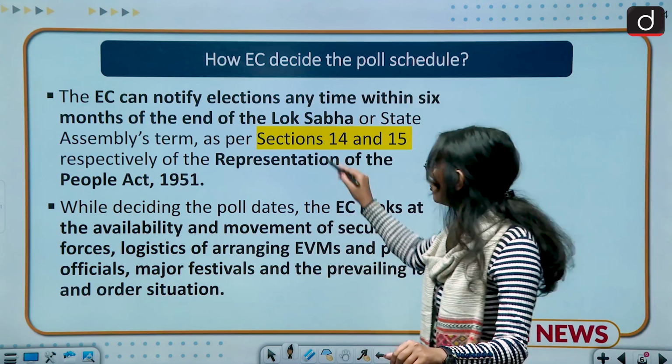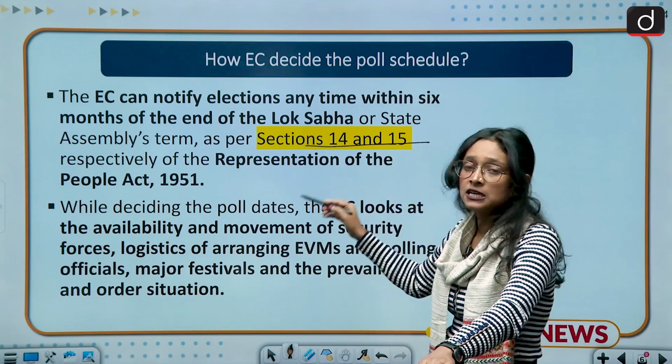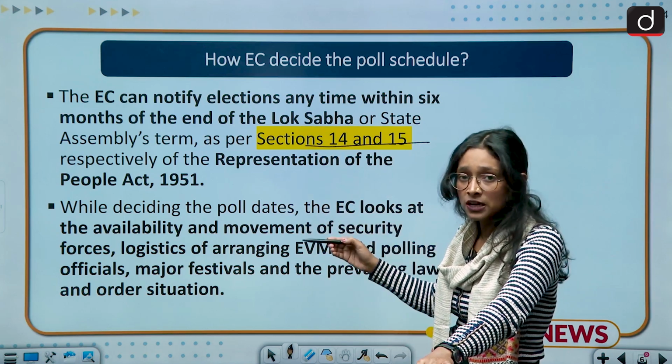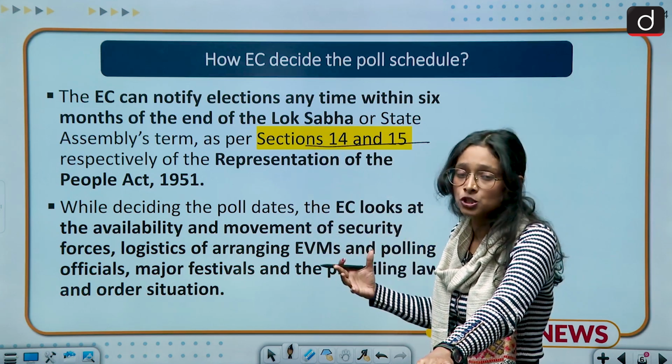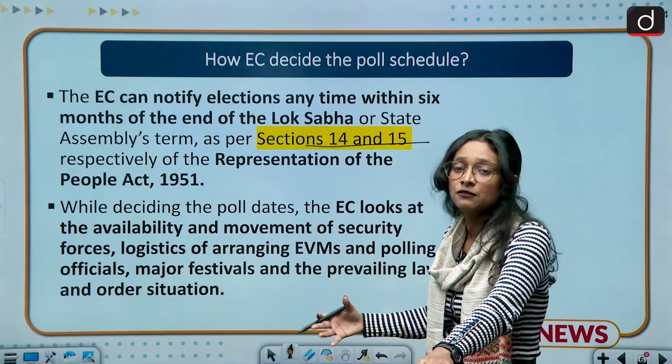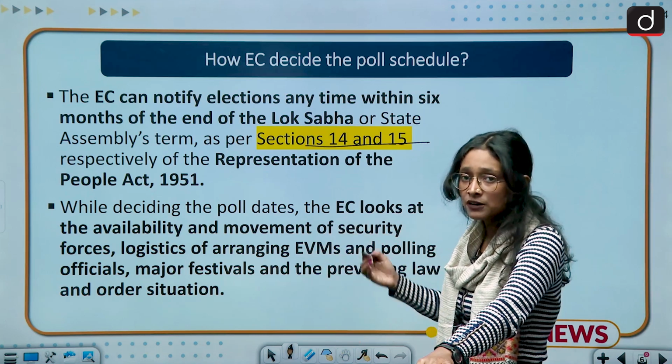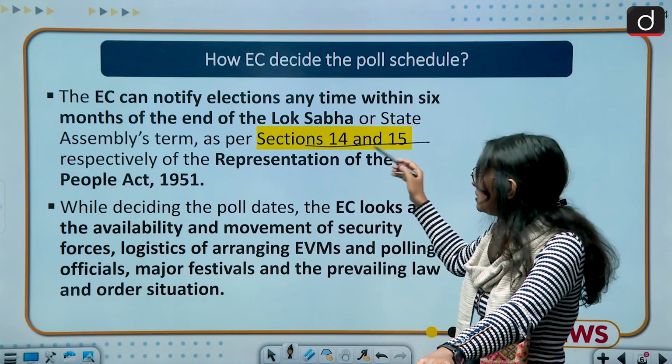So under Sections 14 and 15 of the Representation of the People Act, 1951, the Election Commission has the authority to decide the polling schedule, when it is going to be held, when it is going to end, and when the counting date will be established. So they have the right to do so under Sections 14 and 15.